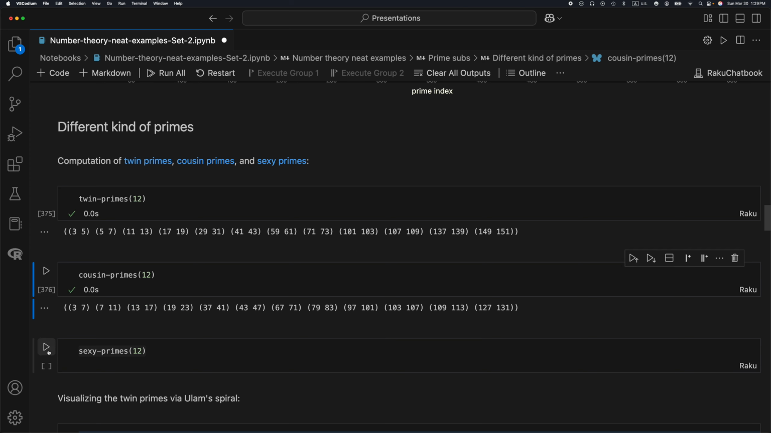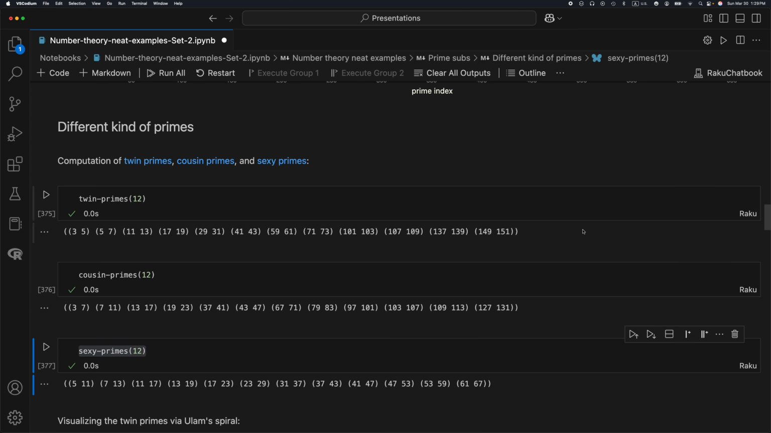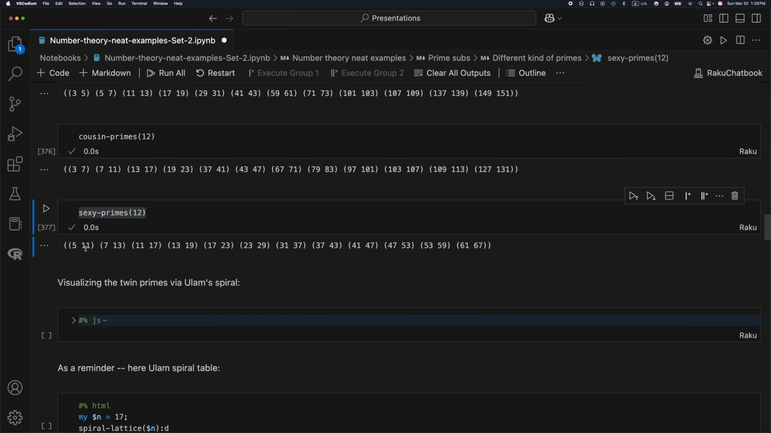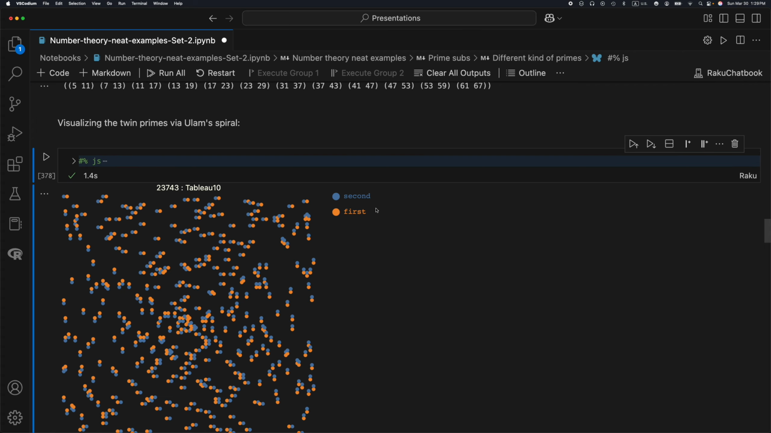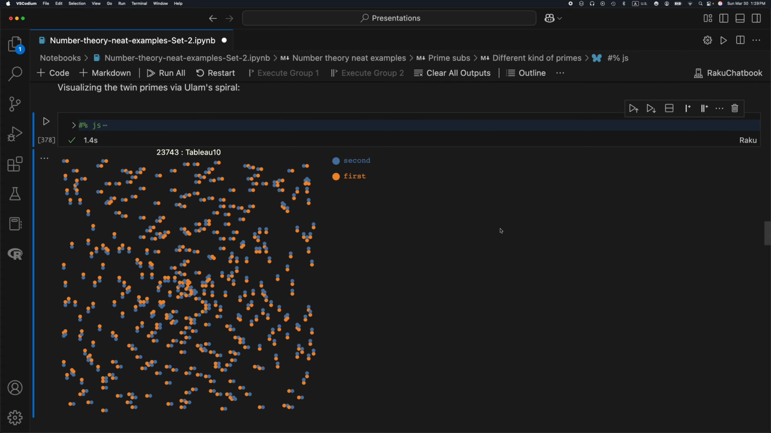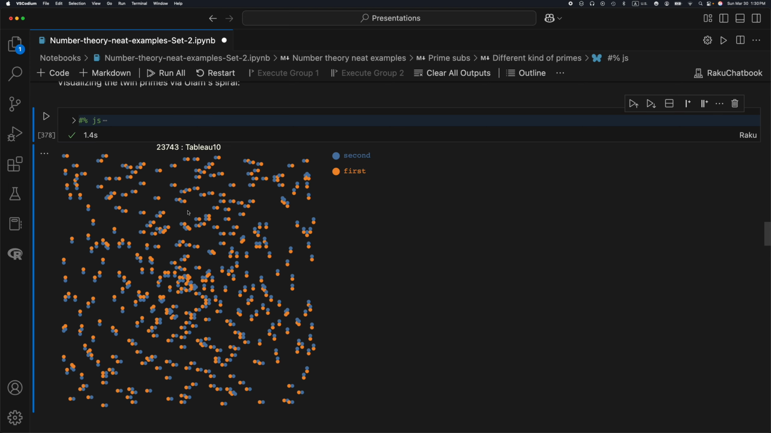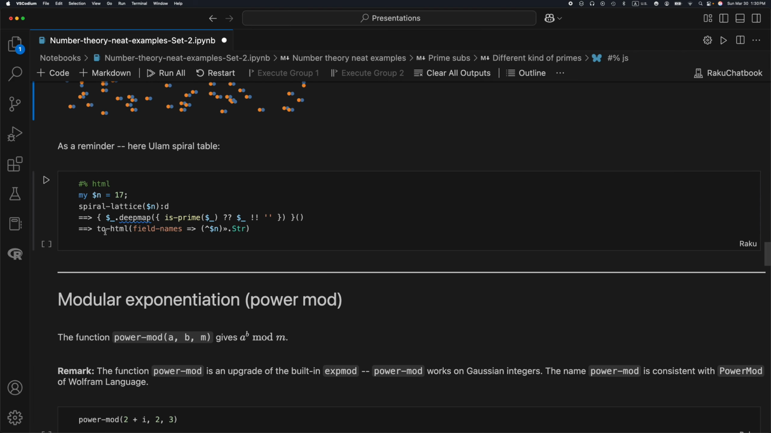So let's look into some other prime functions. Twin primes are pairs of primes with a difference between them of 2. Similarly, cousin primes have difference 4, and sexy primes have difference 6. Sexy is an inflection from Latin. So here we can visualize the twin primes using the Ulam spiral. The Ulam spiral is a very fruitful way to visualize primes or any other functionalities from number theory. I like this kind of smearing effect, like a motion effect, which is happening here.